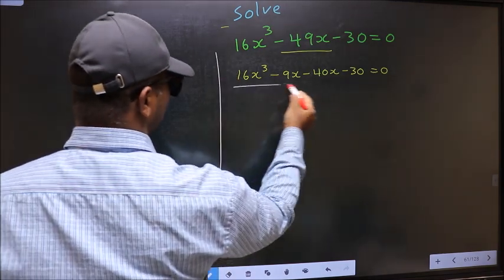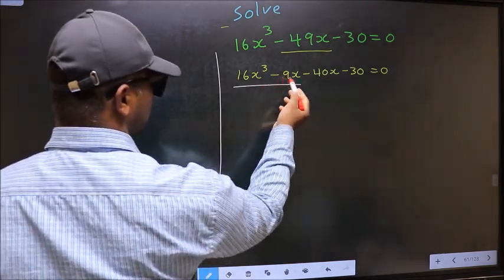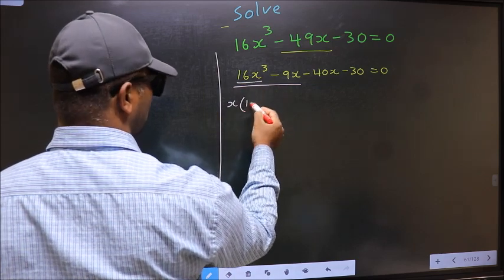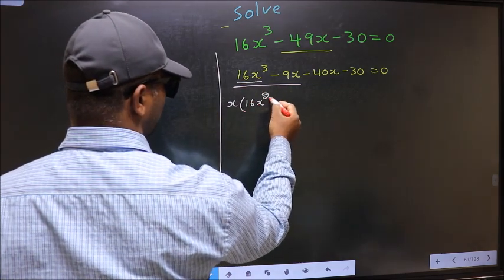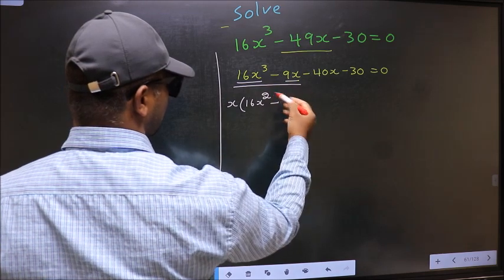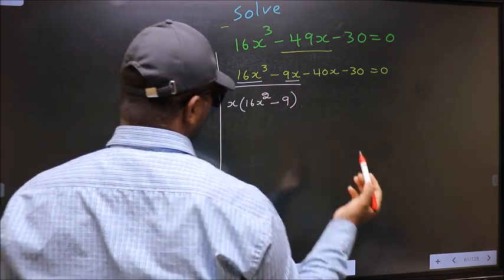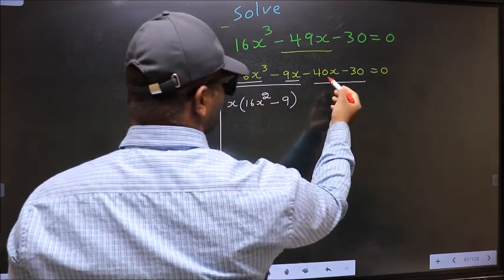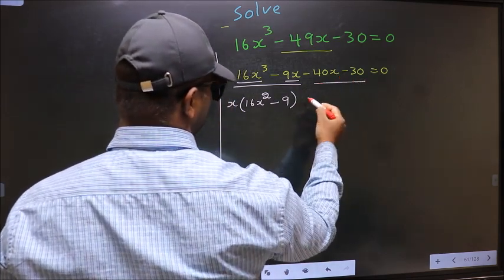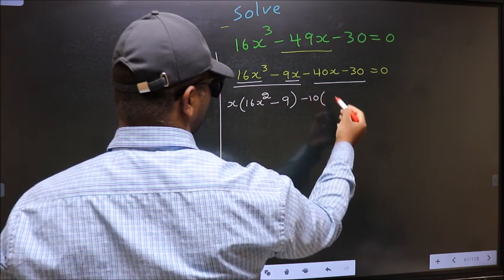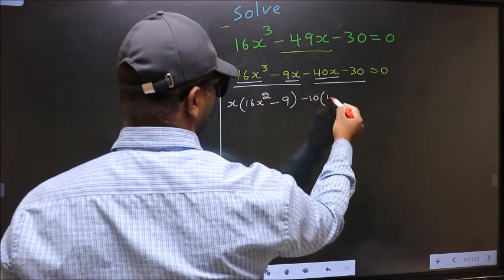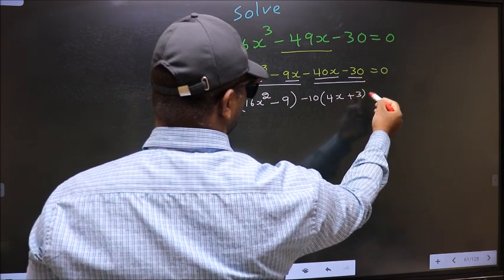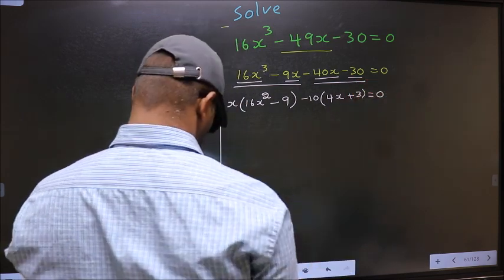what can be taken out common from these two terms is x. From this x out you get 16x square minus, from this x out you get 9. In the same way, what can be taken out common from these two terms is minus 10. So here we get 4x and here we get plus 3 equal to 0.